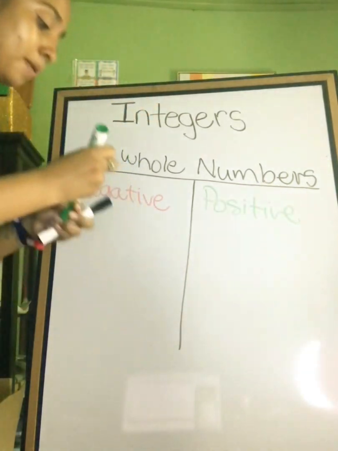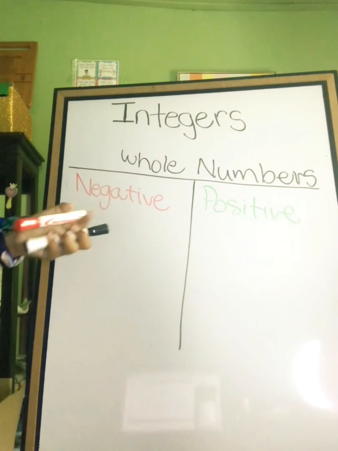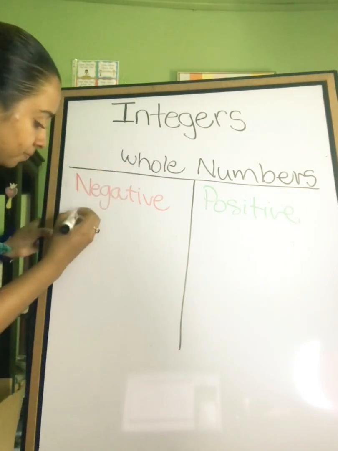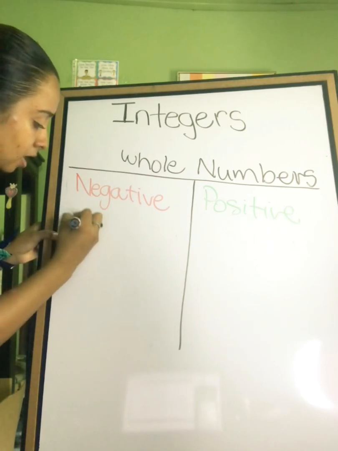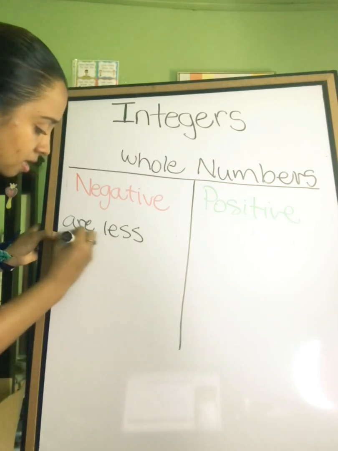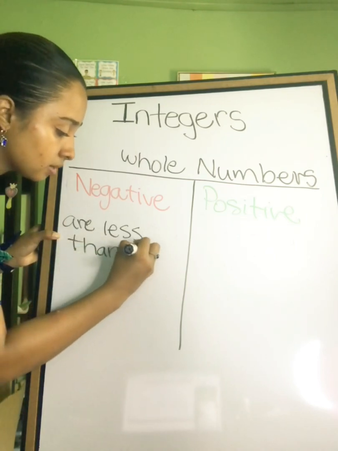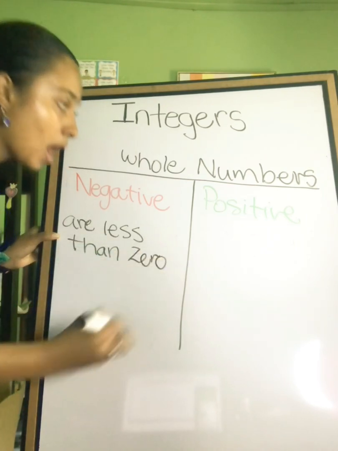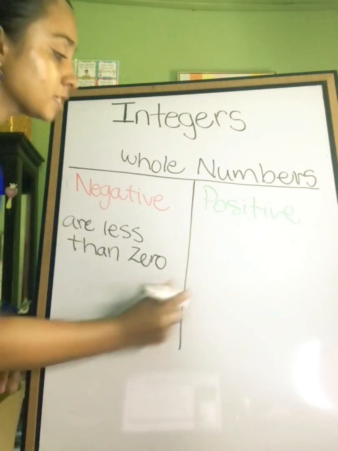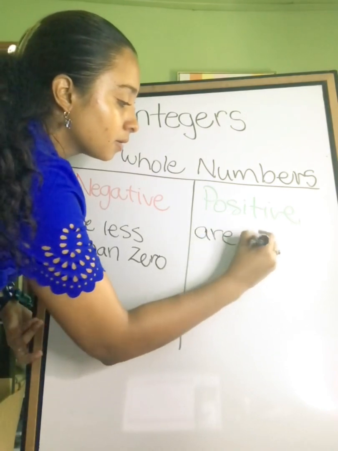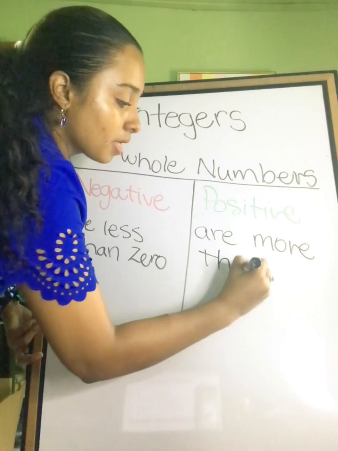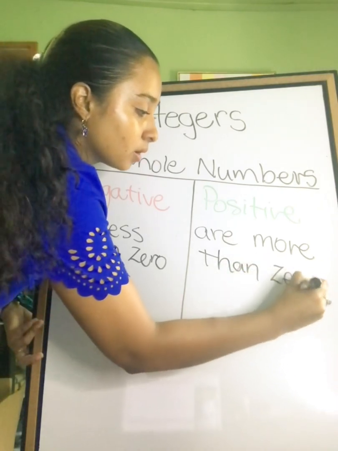And when we're talking about negative numbers, we're talking about numbers that have a value less than 0. And positive numbers are numbers that are more than 0. Okay?